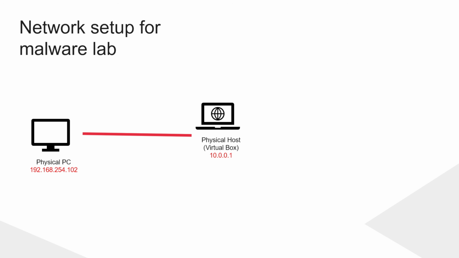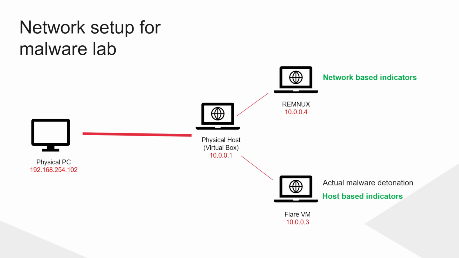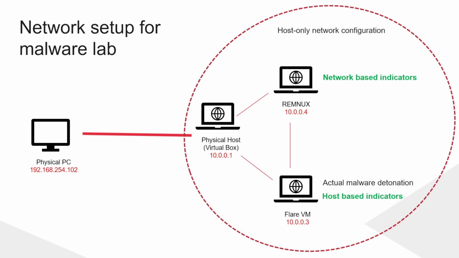Now, there is VirtualBox which is hosted on this physical PC. Over this VirtualBox, we have made two VMs. One is the FLARE VM and the other is the REMnux VM. Inside the red dotted circle, we have a host-only virtual network, a secure and isolated space created using VirtualBox or similar virtualization software. This ensures that the malware cannot leak into the real network.